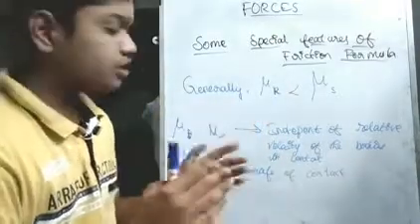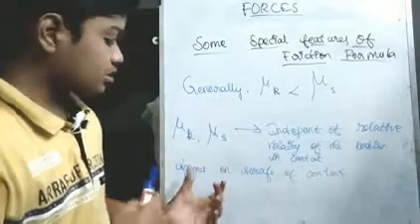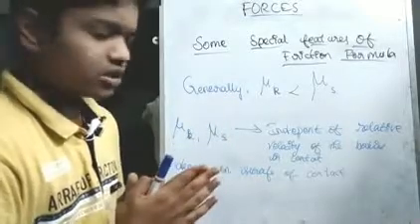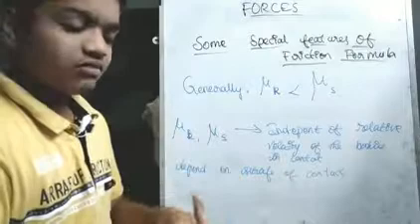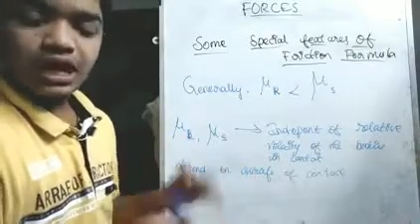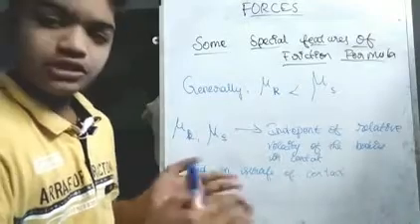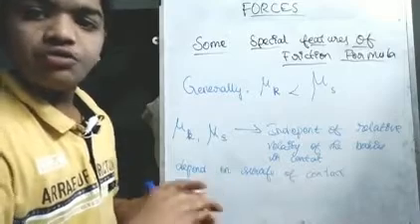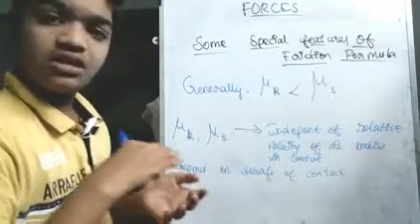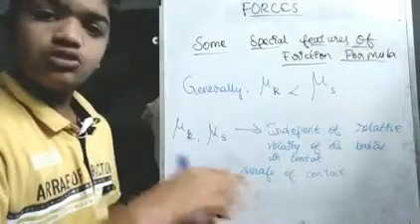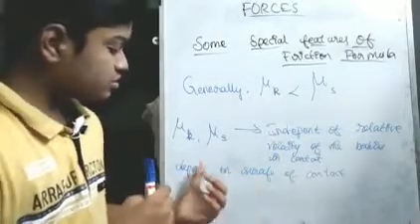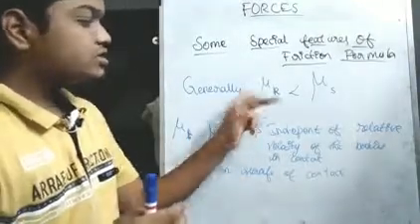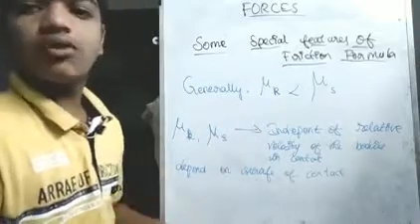mu k and mu s are independent of the relative velocity of the bodies in contact, but they are dependent on the surface of contact. It means that with a cement surface or a glass surface, the friction, the adhesive force, will differ. On a glass surface you can easily move the body, but on a cement surface it's difficult to move the body. So this value is dependent on the surface of contact.